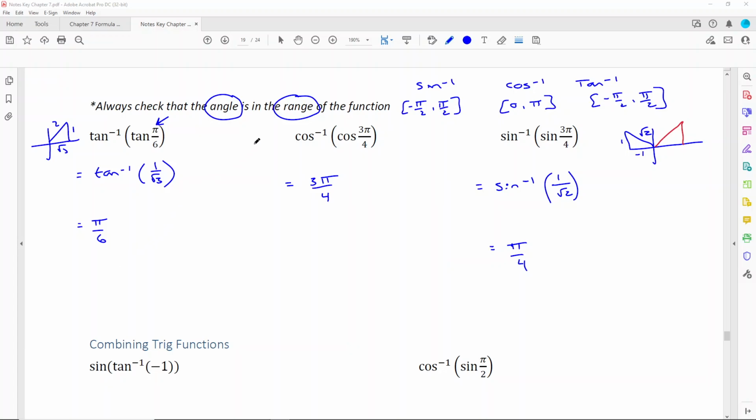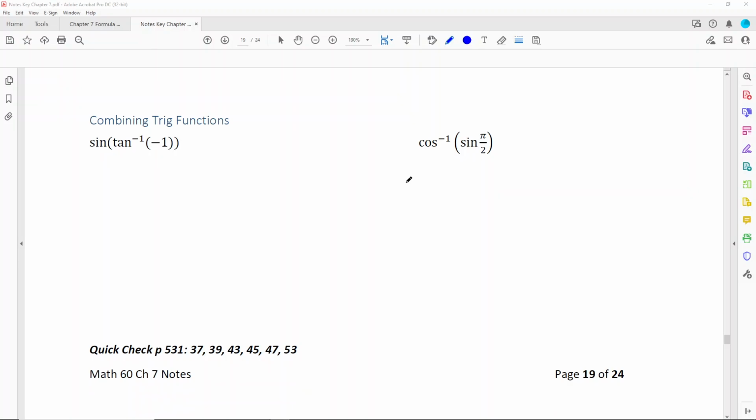So the only thing to check with these ones is that whatever angle they give you in here is in the restricted range of your function. And then lastly, they're going to just combine trig functions. So this one you can't undo, like sine doesn't undo tan and cos doesn't undo sine. So you have to actually do these ones. So for this one, this would be the sine of the inverse tan of -1. So we have to figure out where that would go.